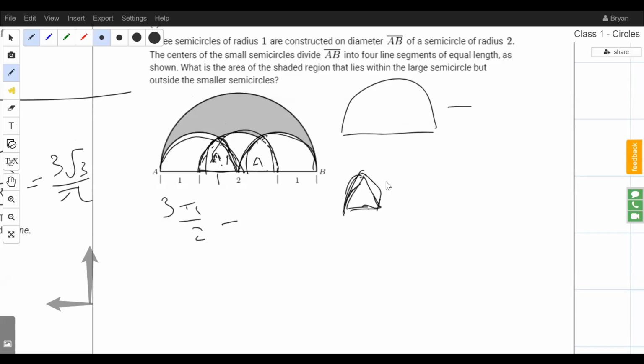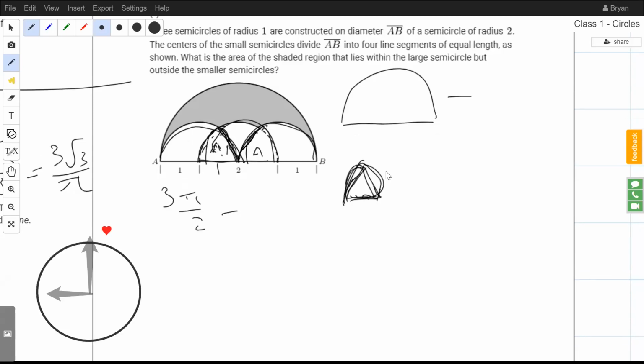But either way, we can find the area of this by just finding the area of two sectors overlapping and subtracting away a triangle.